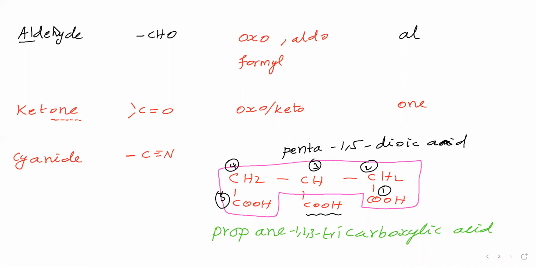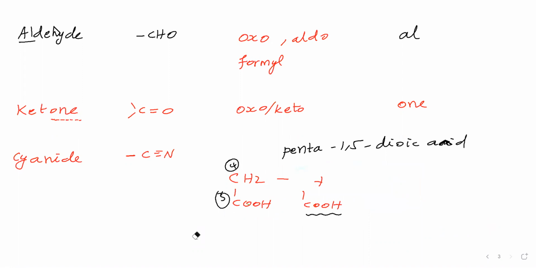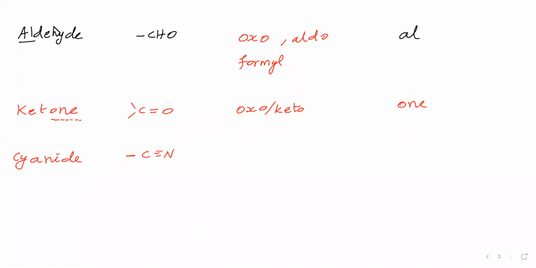Therefore, we can't say that the main functional group carbon must be included in the parent chain, like that we cannot say. Generally, superficially, the general point is that functional group carbon must be included in the parent chain. In that there is no doubt.